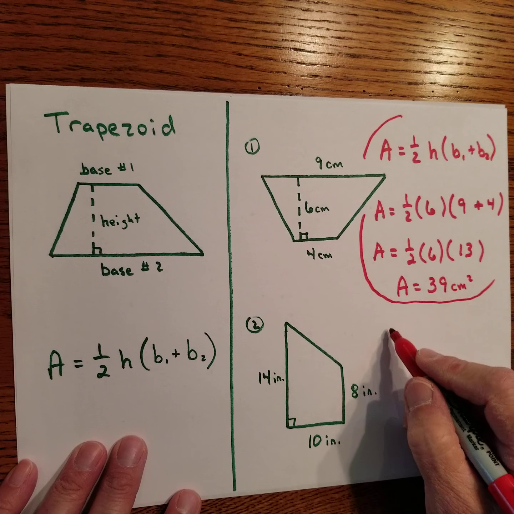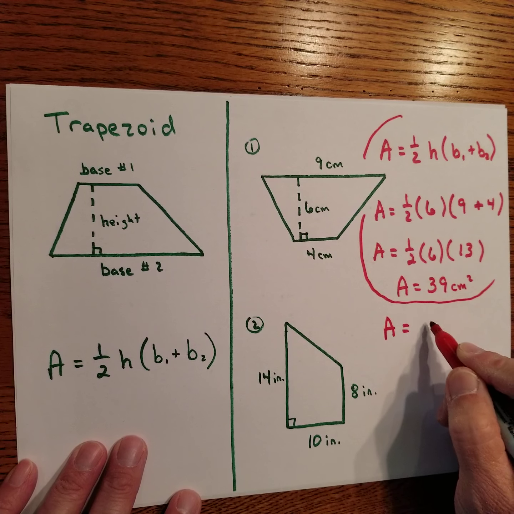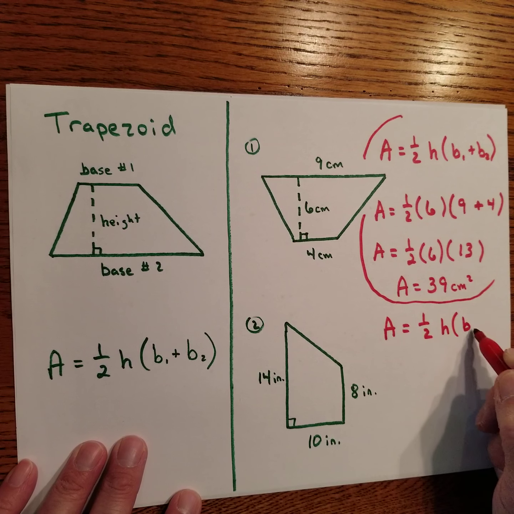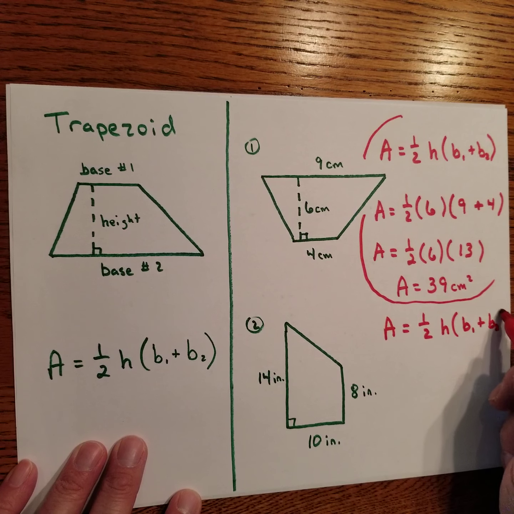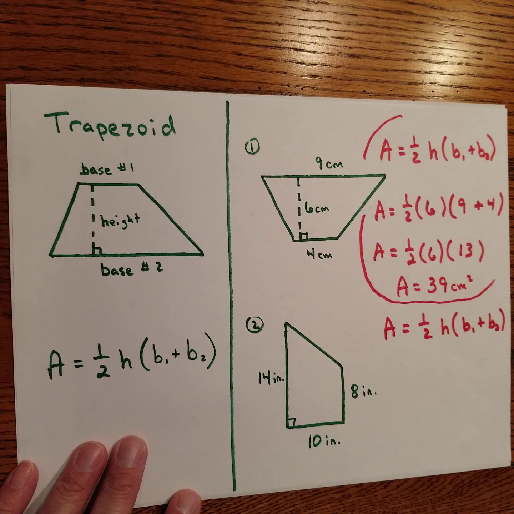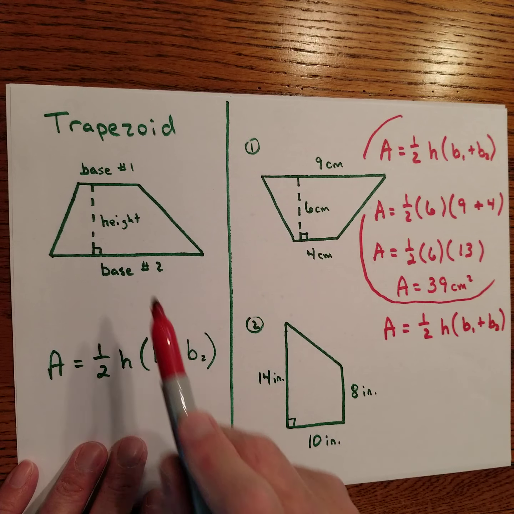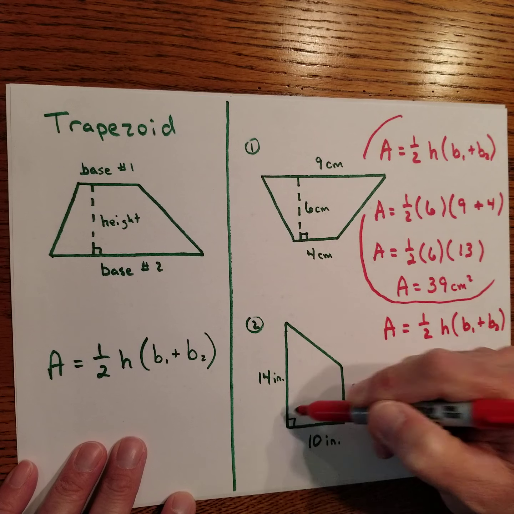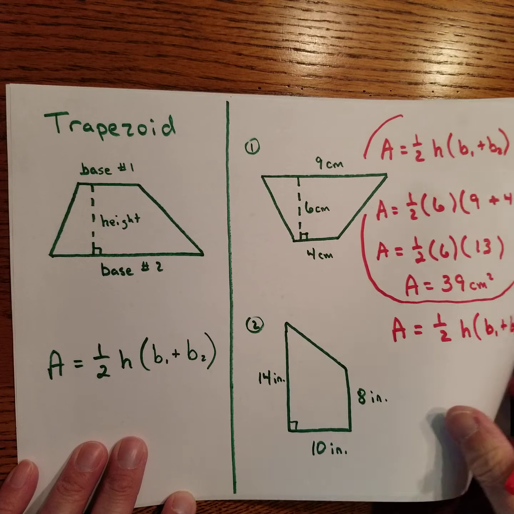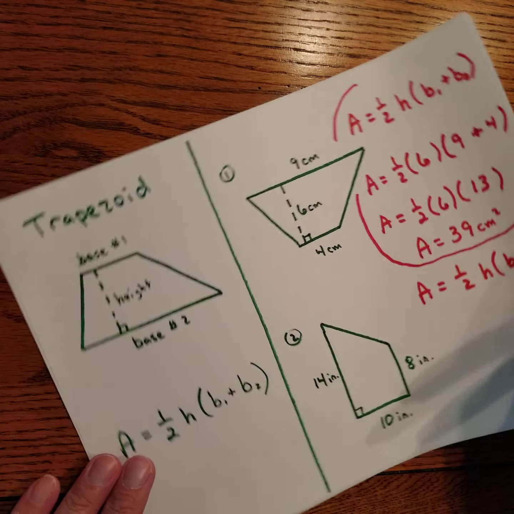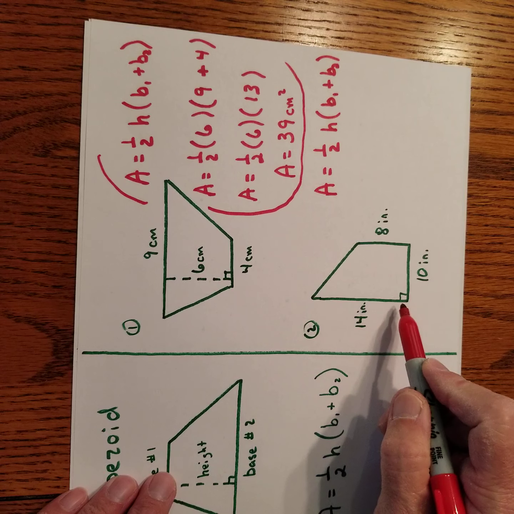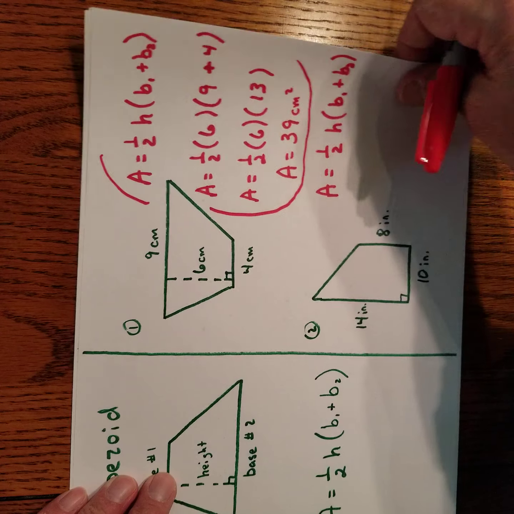Let's try another. Area is 1/2 height times the sum of the bases. Is that a base? Well, no. The bases have to be parallel to each other. See how these are parallel to each other? This trapezoid is sitting up on its end. It really should go this way. Now those look like the bases, parallel to each other.